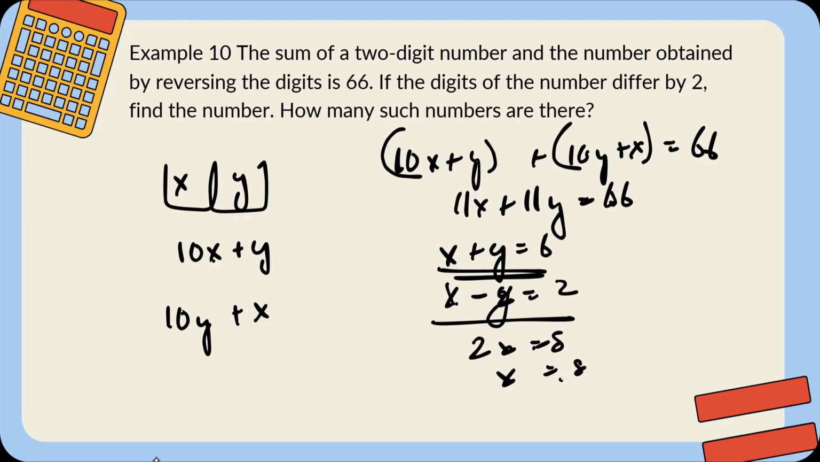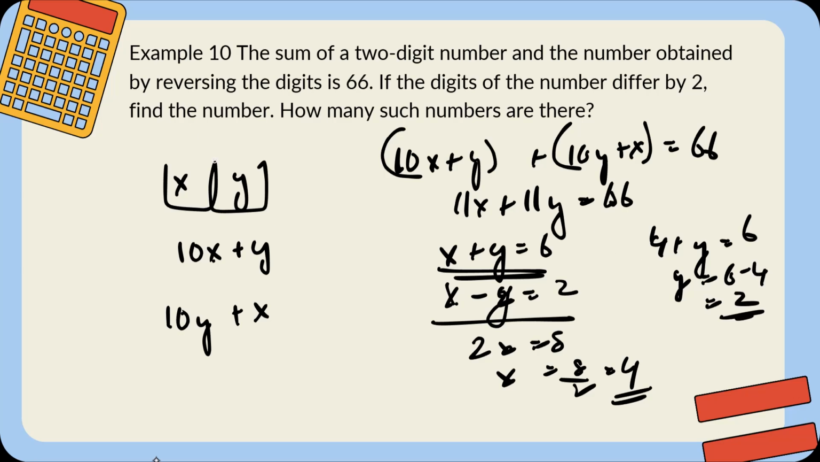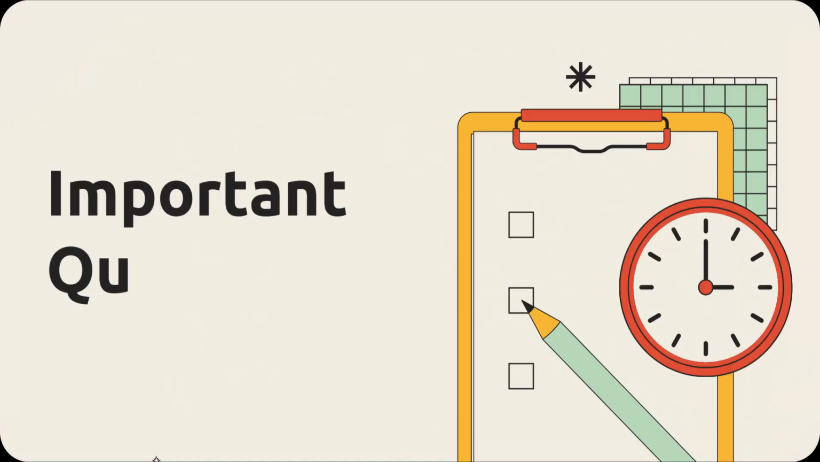If x is 4, what is y? 4 plus y is equal to 6. So y is equal to 6 minus 4. Your answer will become 2. So what is the answer? What is x? x is 4. y is 2. So 42 is the number. The reverse number will be 24. The original number is 42. Those are the numbers. Let's look into some important questions.